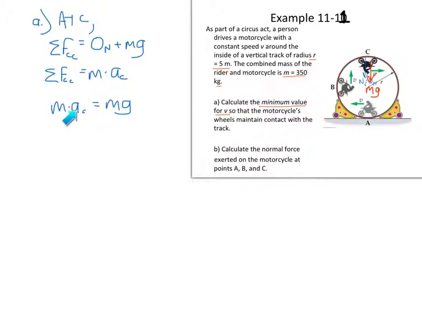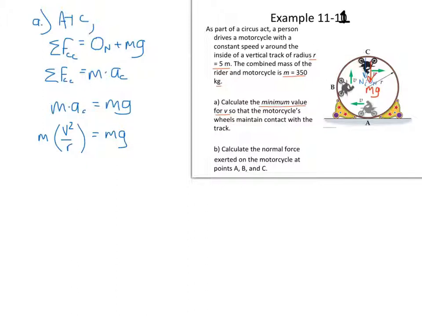So let's just kind of describe that in more detail. So mass times, how can we write centripetal acceleration with regards to velocity? I think we can do it with v squared over r, right? Equals mg. Good, let's solve for velocity and see what we get.